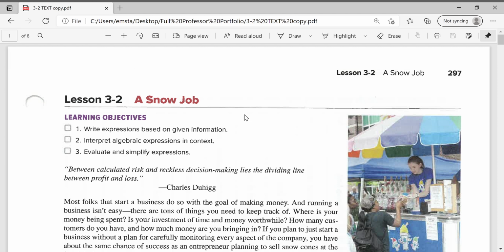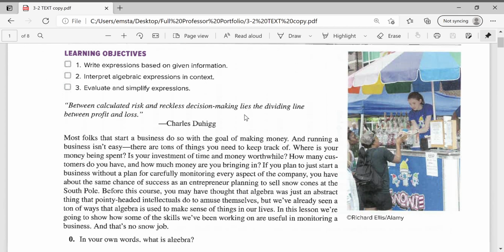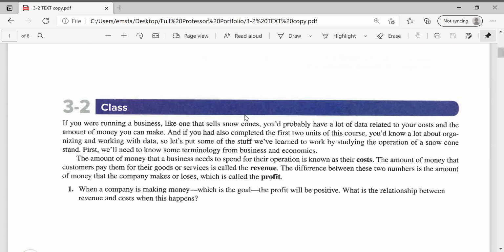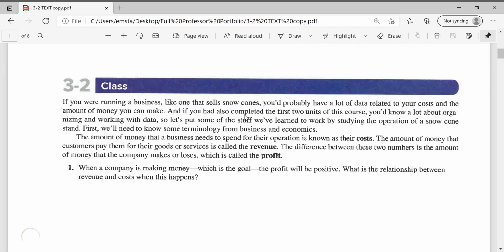We are going to take a look at Lesson 3.2 on page 297 of your textbook. This lesson is titled A Snow Job. It deals with writing, interpreting, and evaluating algebraic expressions. Towards the bottom of the page, it says Section 3.2 Class.